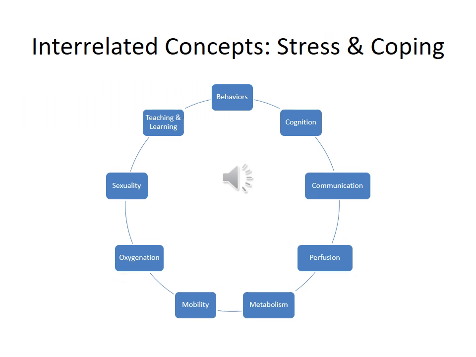Here are interrelated concepts, pretty much the same ones we've had for the other 2 concepts. Cognition, communication, perfusion, metabolism's thrown in here, mobility's thrown in here, oxygenation. Sexuality is a big thing here. A lot of people handle stress with sexual types of things. So you need to be aware that you'll hear some things sexually from anxious patients that, once again, they trust us. They tell us a lot of things. So don't be surprised about that. Teaching and learning is also here in behaviors.